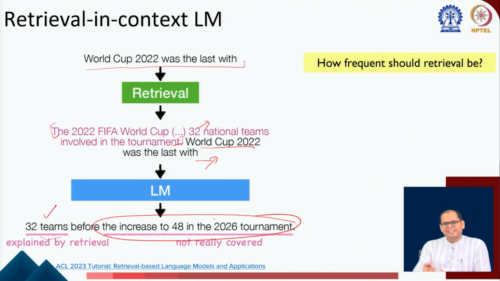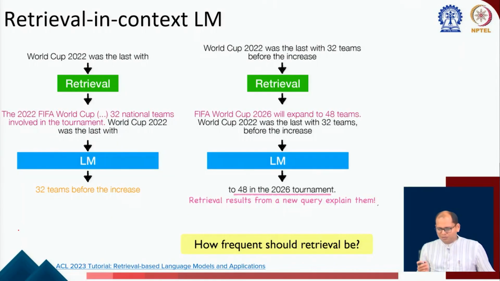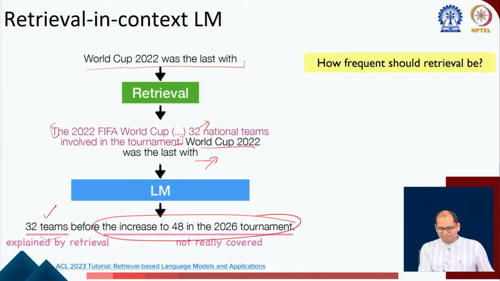So at this point when I retrieve, I may get some information that can help me do the immediate completion, but may not be able to help me for long-term completion. So it is better that I do some completion based on this, but then do another retrieval.